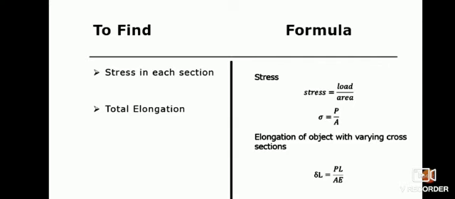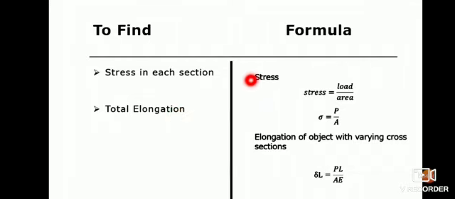Next, we write the values to find. What are they? First, we find the stress in each section, that is, the stress in AB, stress in BC, and stress in CD. Second, the total elongation. We find the total elongation of the bar, that is, the change in length of the bar.